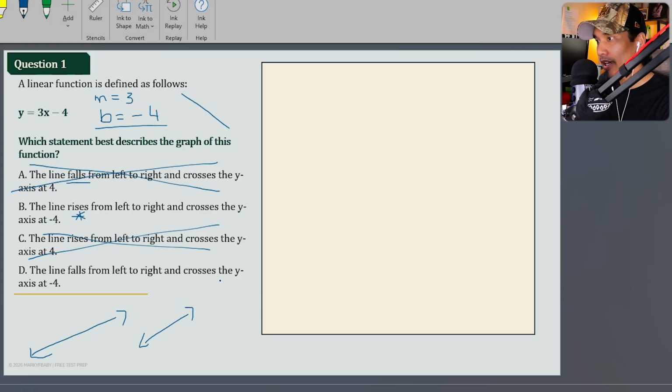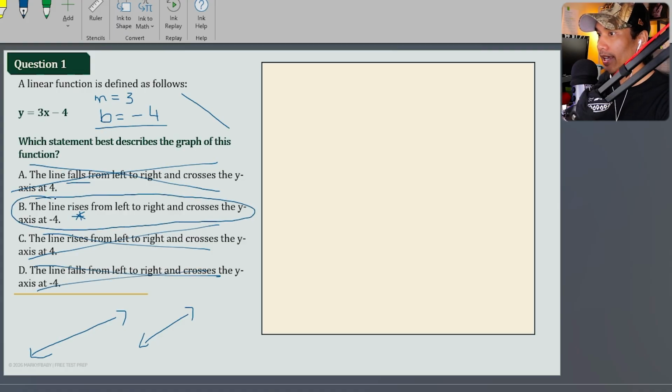And it says here, the line falls from left to right, and that makes it a negative slope, and crosses the y-axis at negative 4. So this could have been right, but it says it falls from left to right. So that means it's negative, and that means it's wrong. So B is our correct answer.